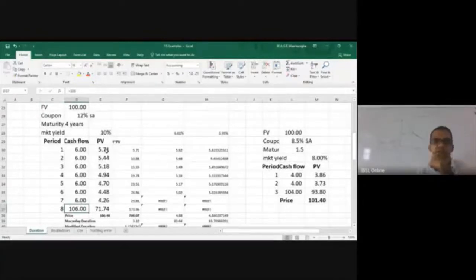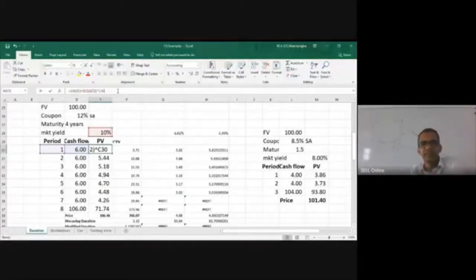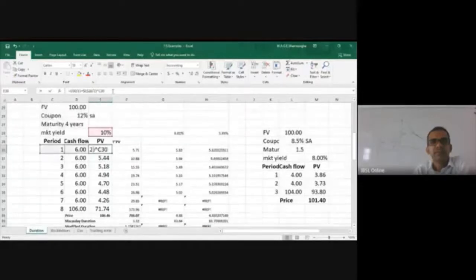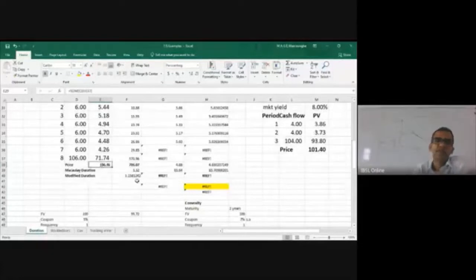Now what we do, we calculate the present value of each cash flow as usual, as we did in the previous example. So these are the present values. Then the price comes as 106.46.